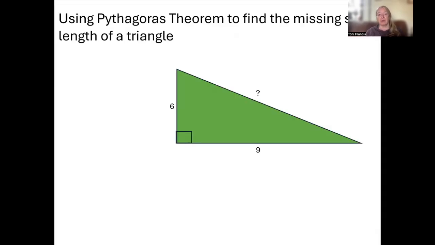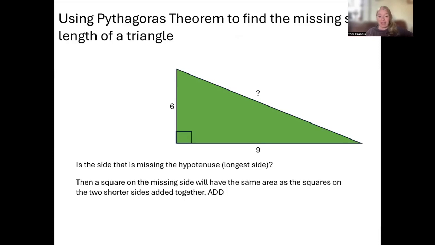Then we'd go through how you would use Pythagoras, working towards an algebraic expression of Pythagoras, starting specific and then becoming more general. One of the major misconceptions with Pythagoras is that you always add the squares of two sides to get the missing side. Well, that's not true. We need to find out if we are trying to find the longest side. So I always ask, is the side that's missing the longest side? Is the side that's missing the hypotenuse? If it is, then the square on the missing side will be found by adding the squares of the two other sides. So if the longest side is missing, add.